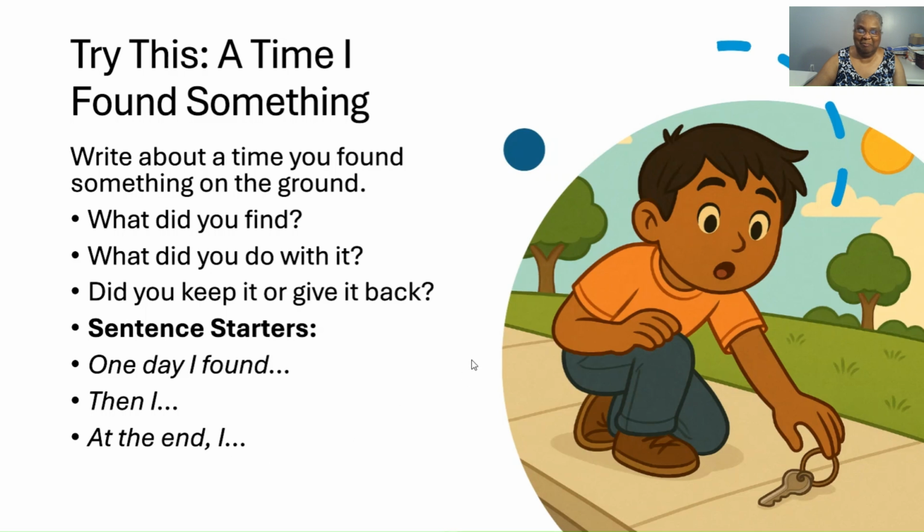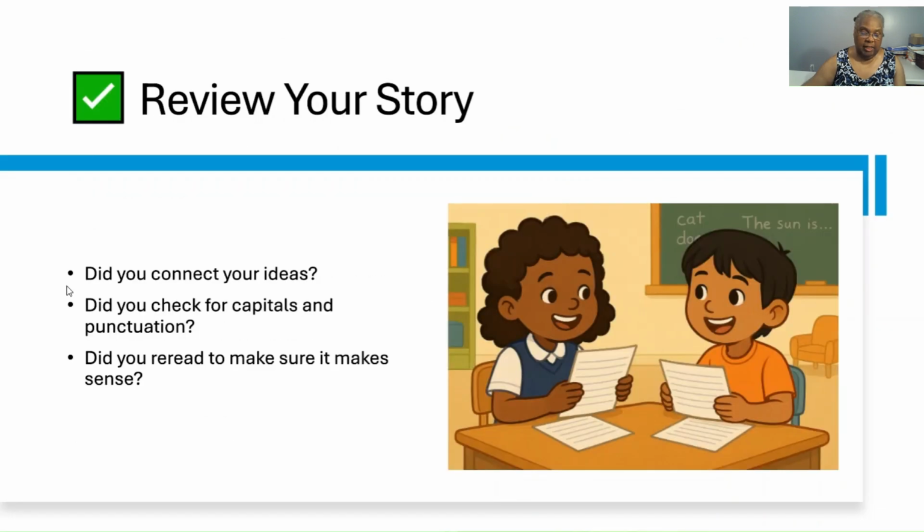continue writing. In writing your story, you can use your memory or make up a short story about what you might do. Keep your story simple and connected with a beginning, middle, and end. After writing, check your story using our checklist.